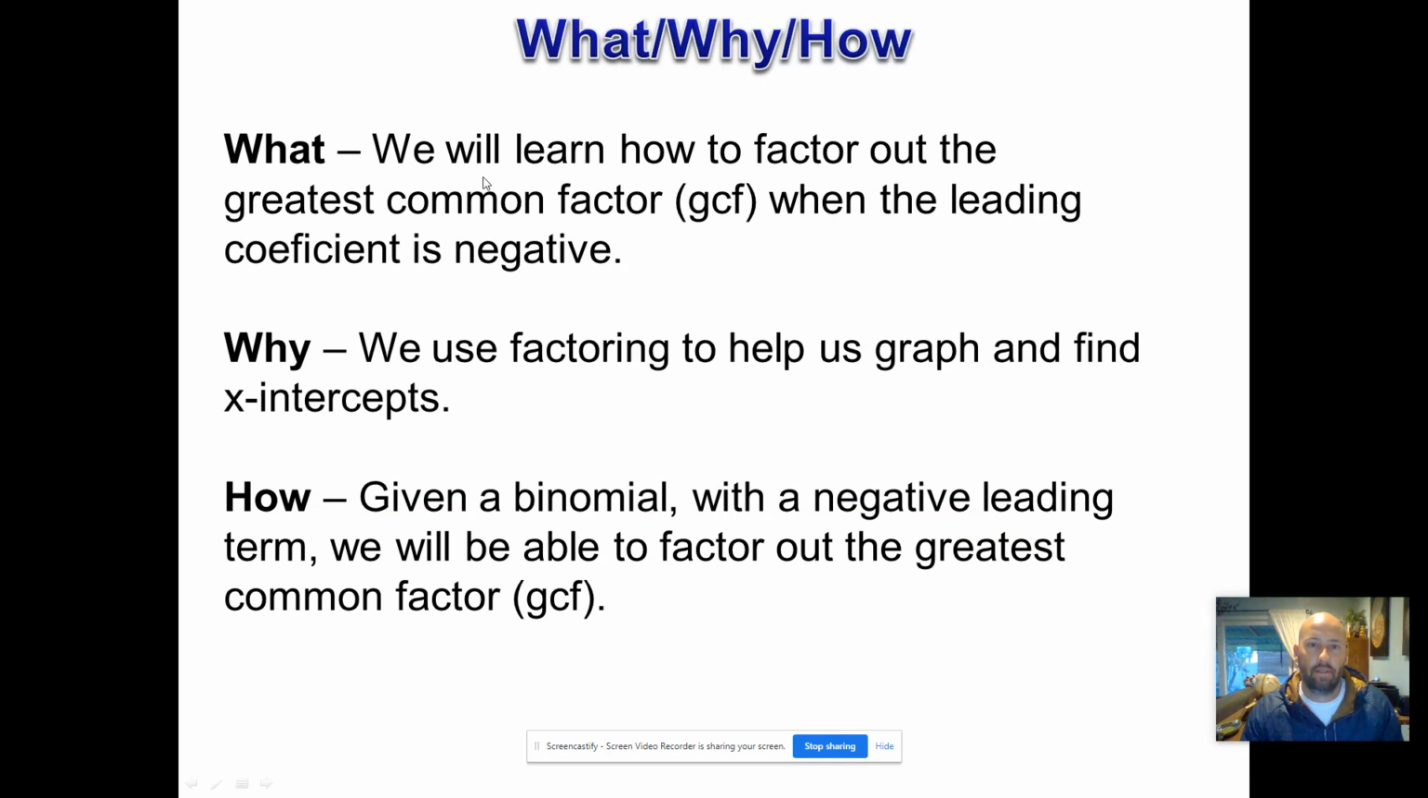So the what, why, and how. We're going to learn how to factor out the greatest common factor when the leading coefficient is negative. Why do we do this? It helps us graph, it helps us find the x-intercept, and it also helps the polynomial itself look easier and more manageable. How do we know if we accomplished today's what? Given a binomial with a negative leading term, we will be able to factor out the greatest common factor.